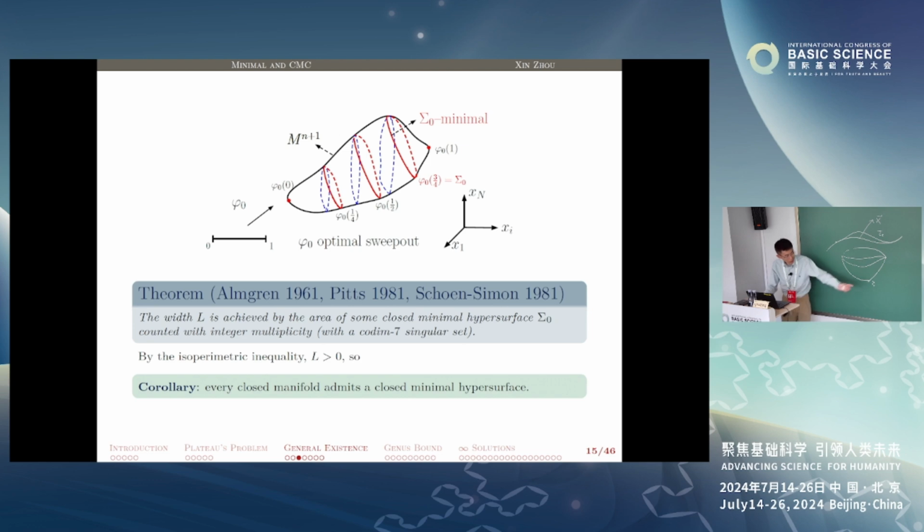And combining together, the corollary is that every closed manifold admits a closed minimal hypersurface up to a small singular set. If the ambient dimension is less than or equal to 7, there is always a smoothly embedded closed minimal hypersurface.